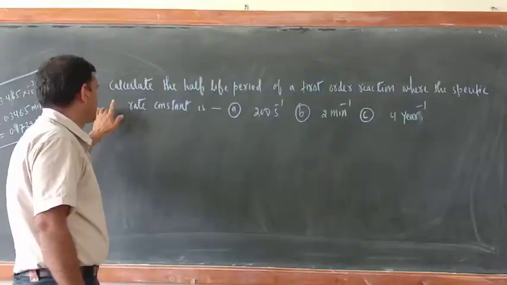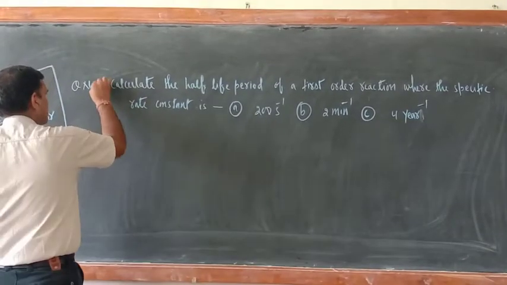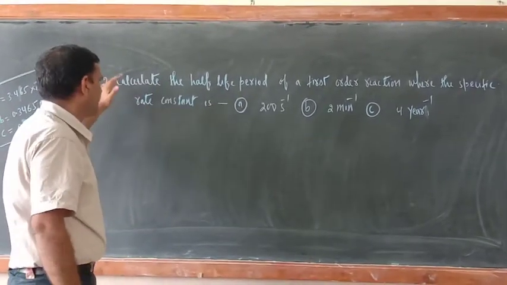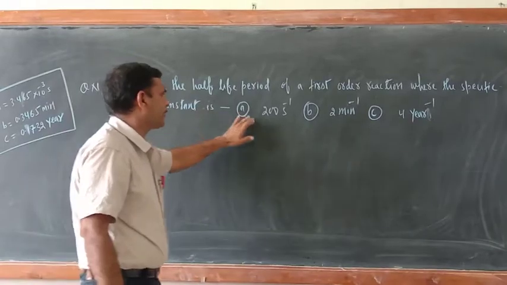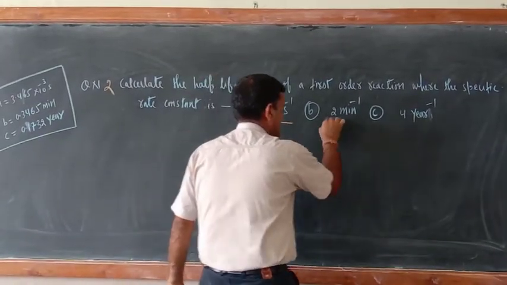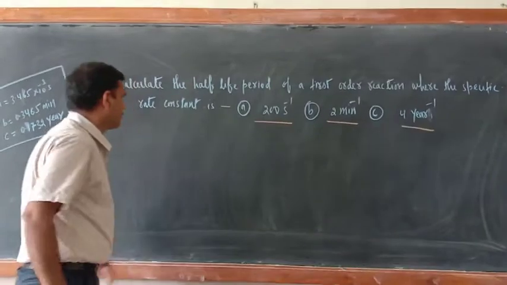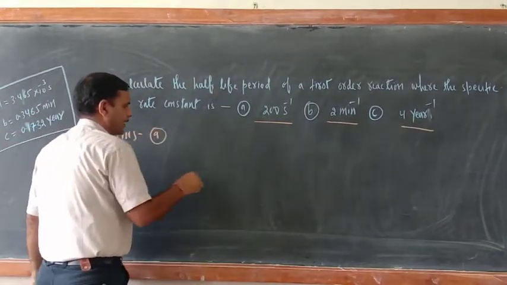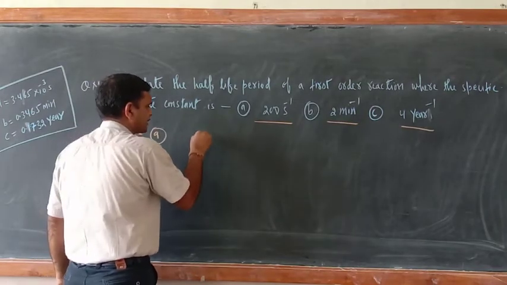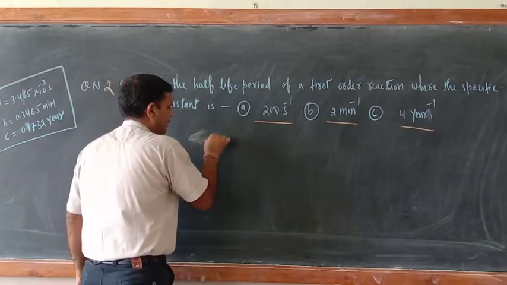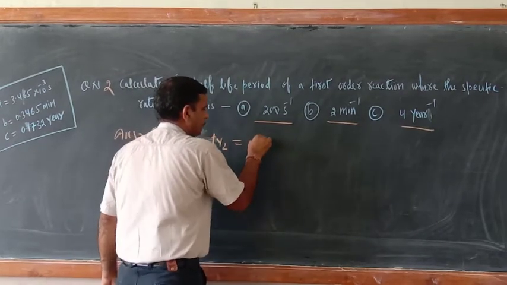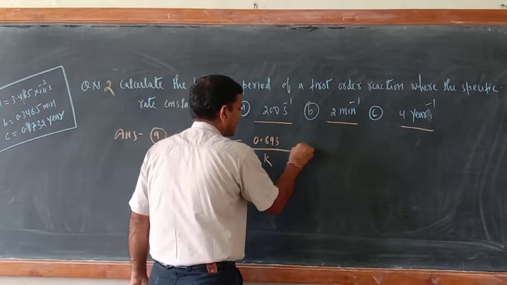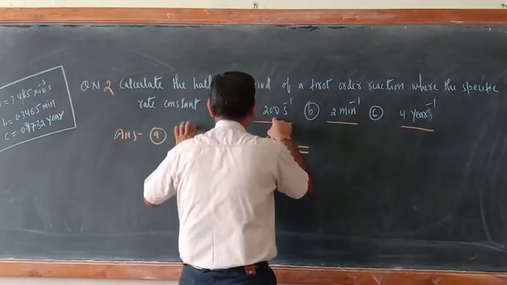Thank you. Now, dear cadets, question number 2, which is based on the half-life period of a first order reaction, where the specific rate constant value is given. Suppose I am solving part A now. It is a first order reaction. The half-life period for a first order reaction equals what? T half equals 0.693 divided by k. The k value is given here, this is the rate constant value.